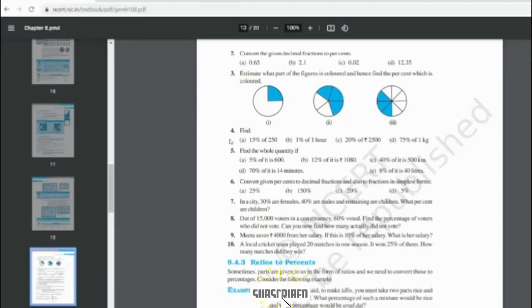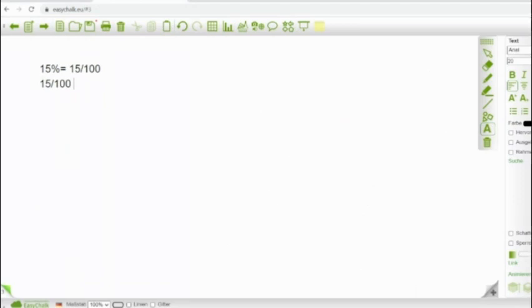So, the question number four's A part states 15% of 250. So, in this, we need to find what is the 15% of 250. For that, first we'll convert 15% into fractions, which will be 15 upon 100. Then we'll multiply this by 250, which will be 37.5. So we can say the 15% of 250 is 37.5. Let's go to the question number B.